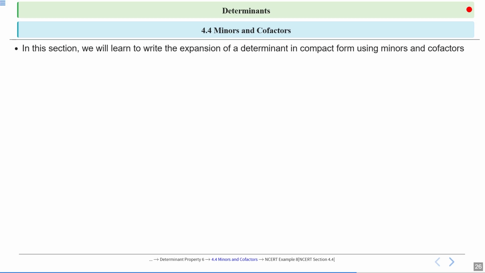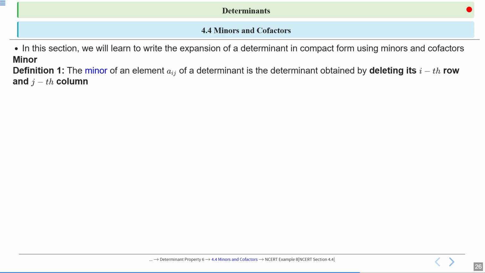So now here is another concept on determinants, that is minors and cofactors. In this section, we will learn to write the expansion of a determinant in compact form using minors and cofactors. So what is a minor and a cofactor? First is the minor. Just imagine the matrix. There is an element Aij, that is the element of the ith row and jth column. The minor of an element Aij of a determinant is the determinant obtained by deleting the ith row and jth column. So a minor is itself a determinant.